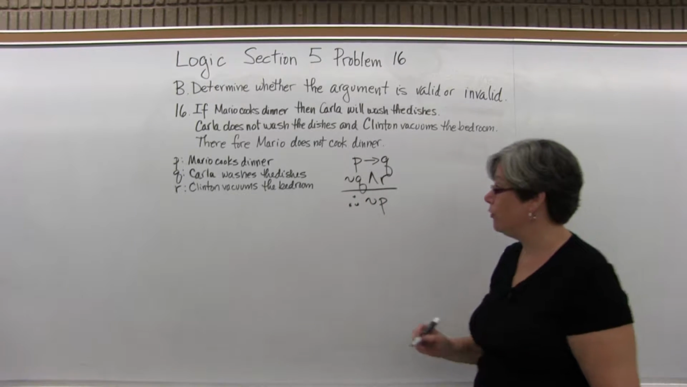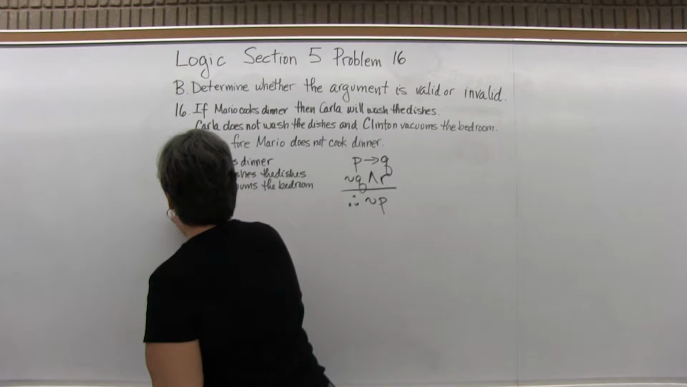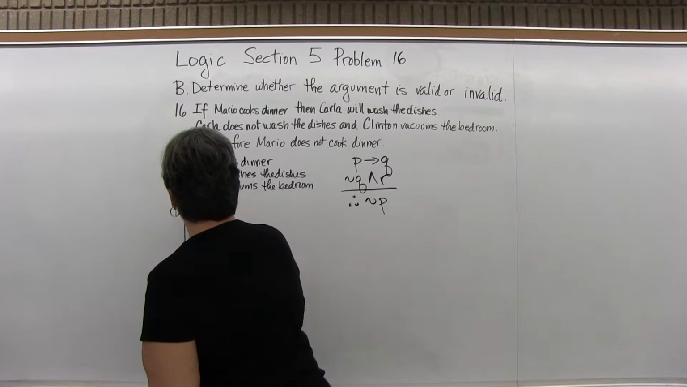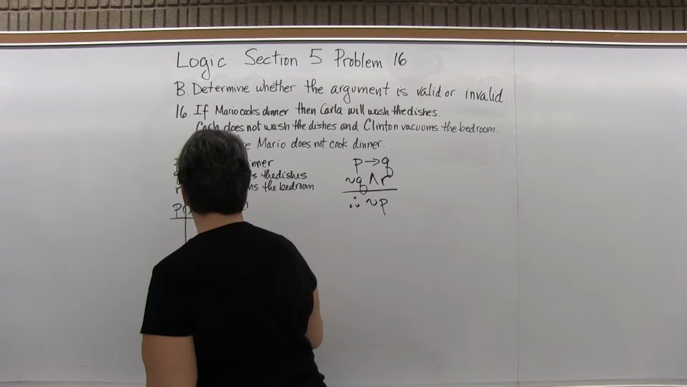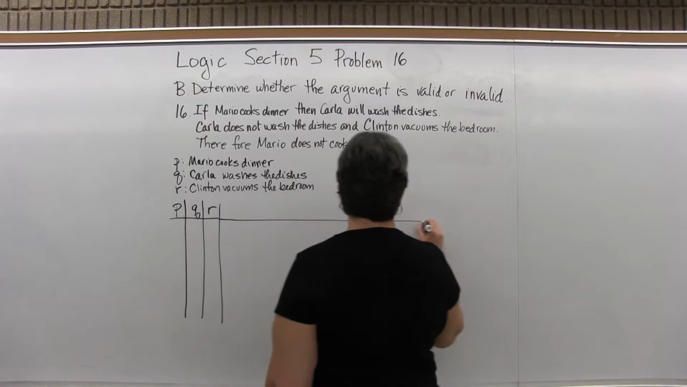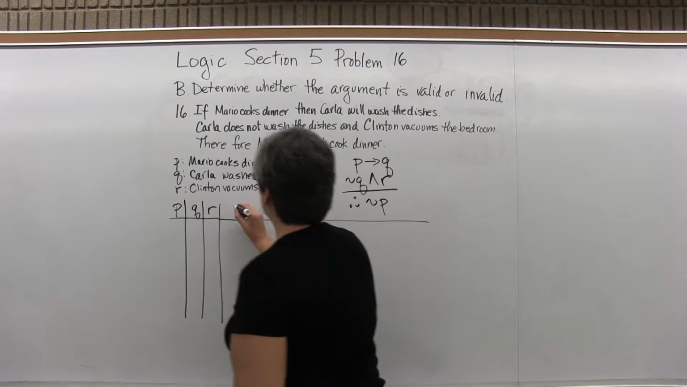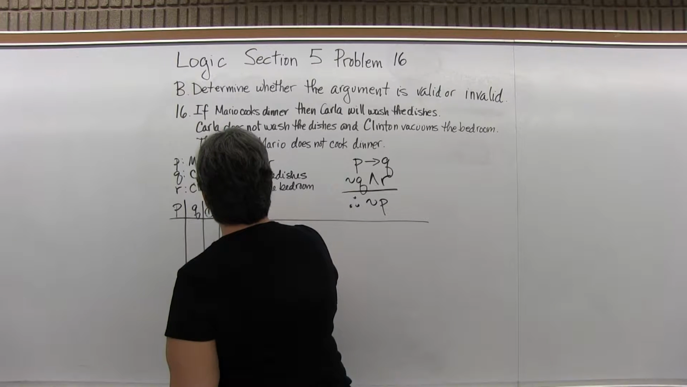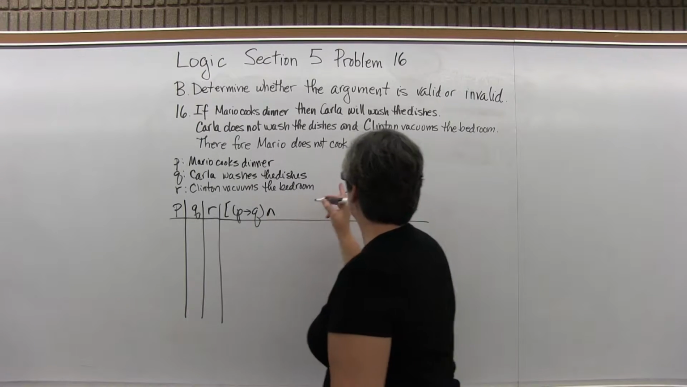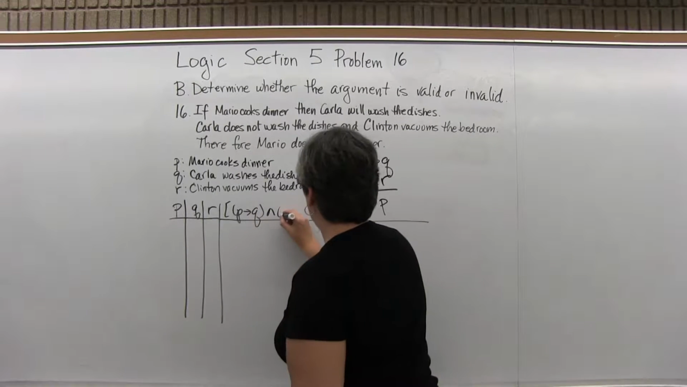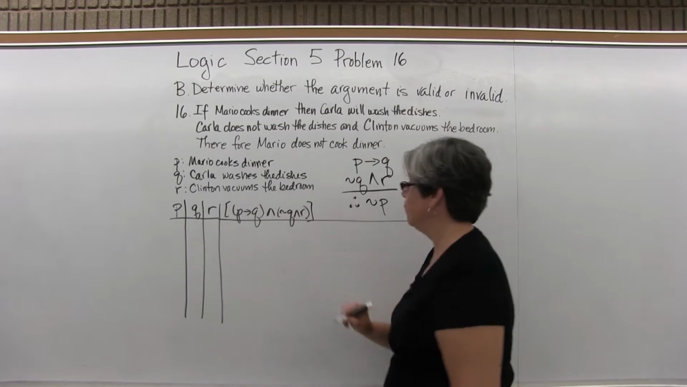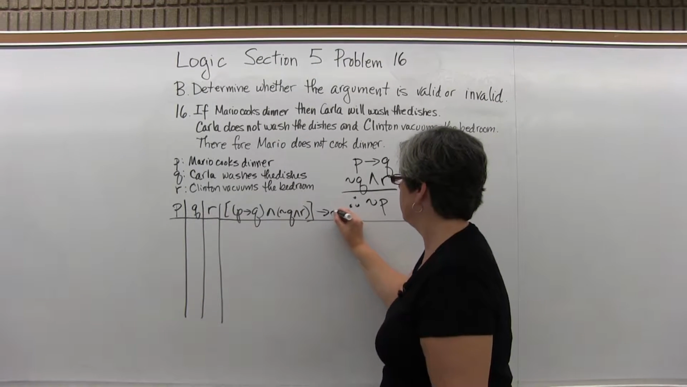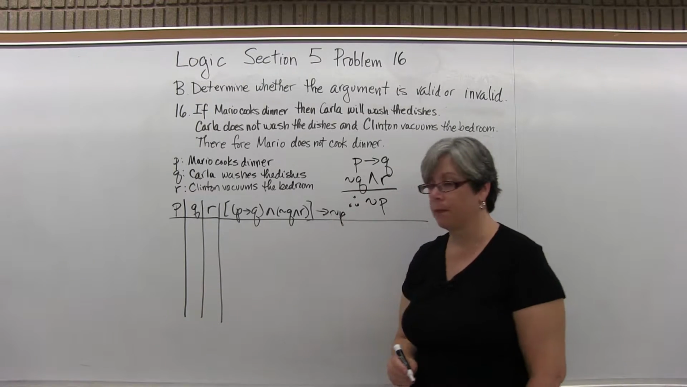So we're going to set up a truth table with P, Q, and R. And our statement, if P, then Q, and not Q and R, close brackets, therefore not P.